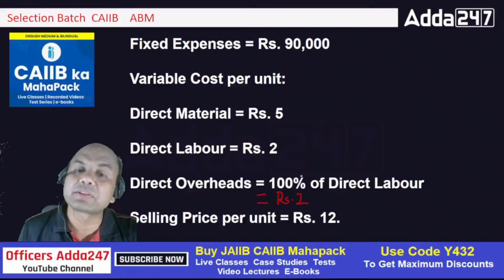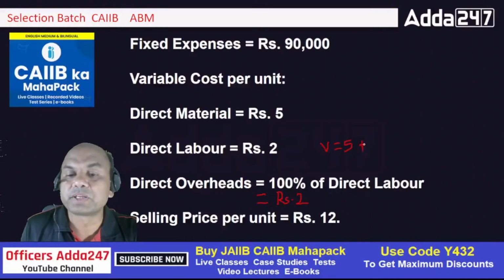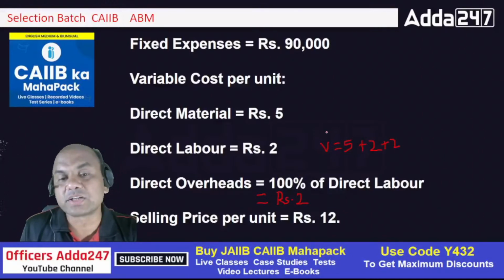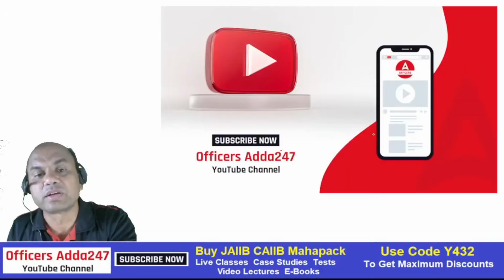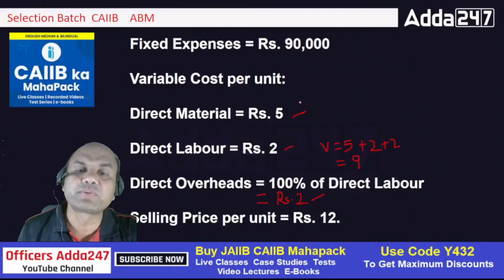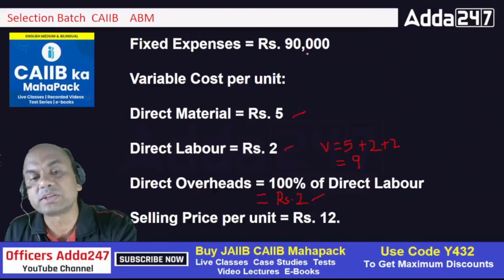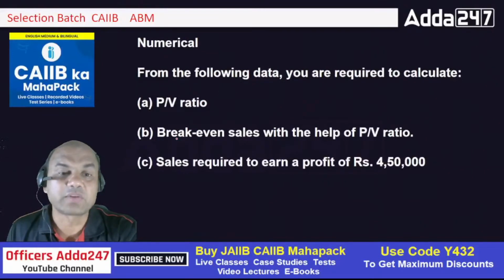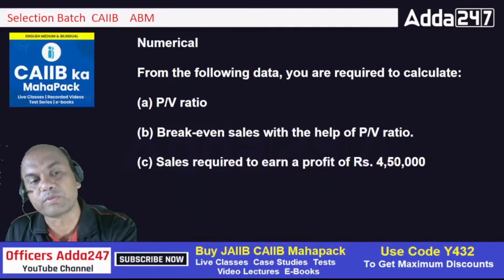So what is my total variable cost now? Total variable cost equals 5 plus 2 plus 2. See this, 5 plus 2 plus 2. So total it's 9 rupees, right? So total variable cost I am having is 9 now. Now what about the fixed cost over here? My fixed cost is given as 90,000. So what equation will I use now? See here, what do I want? My first question was PV ratio. Second one was break-even sales. And third one was sales required to earn a profit of 4,50,000.